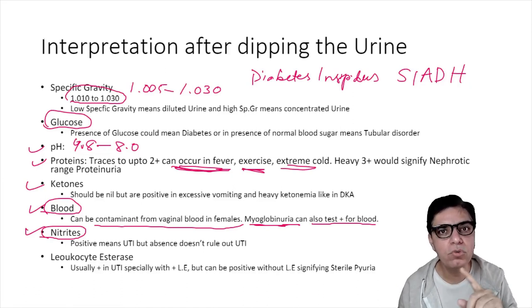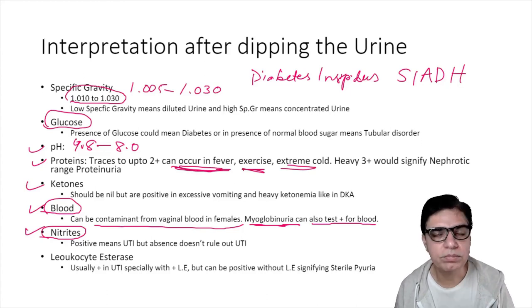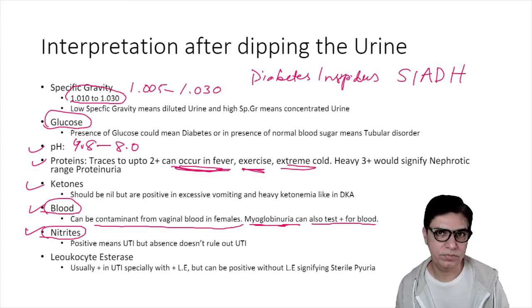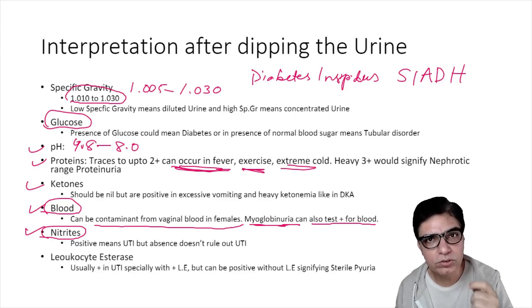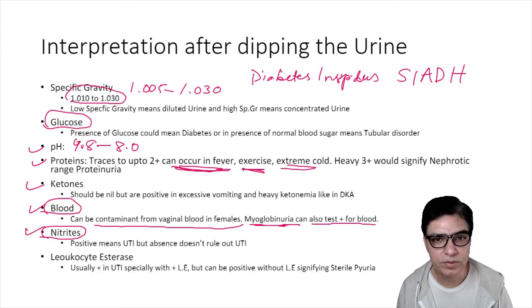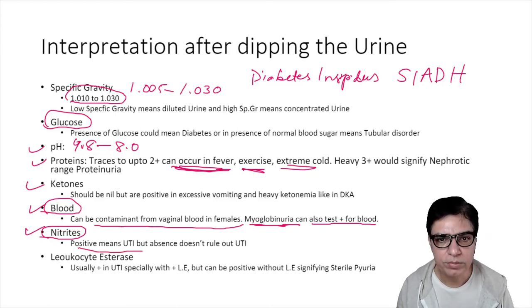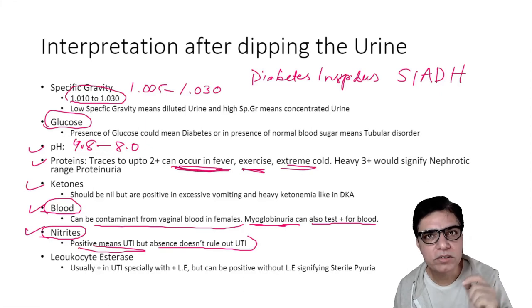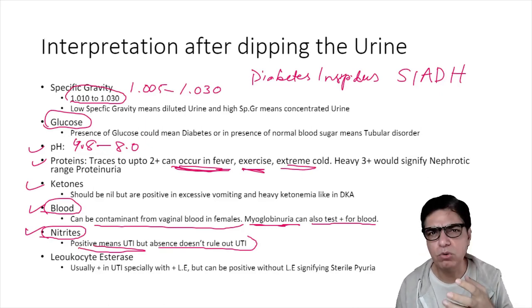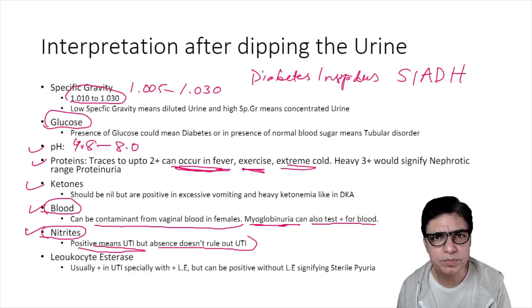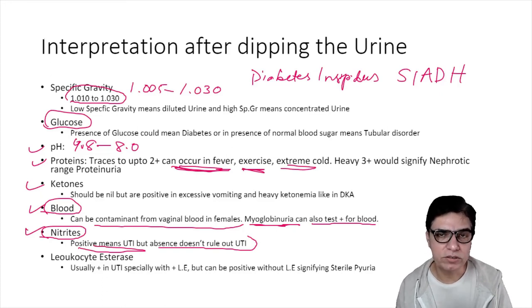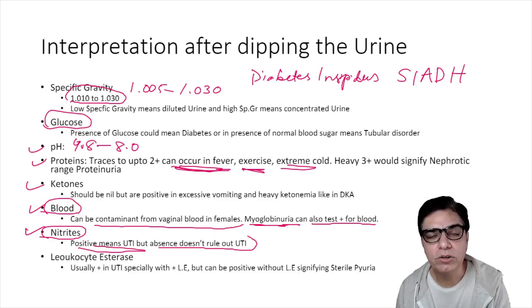But if the nitrites are negative, that does not rule out UTI. So it's got good specificity, but it's got low sensitivity. So a positive nitrite means UTI, but a negative nitrite does not rule out UTI. Why? Because certain bacteria like E. coli, which is the most common bacterial cause of UTI, can reduce nitrate to nitrite and that would give you a positive test. But many other pathogens like Klebsiella, like Pseudomonas, are not able to do that, so they would not give you the positive result.